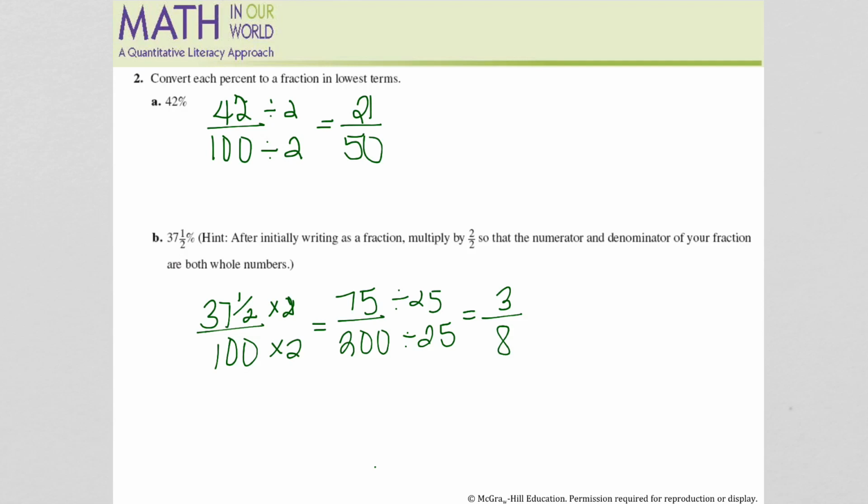If I switch from slide to slide too fast, you can always pause or back up, rewind, and look at it further if you need.